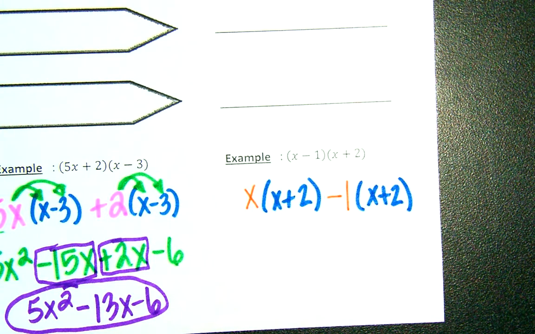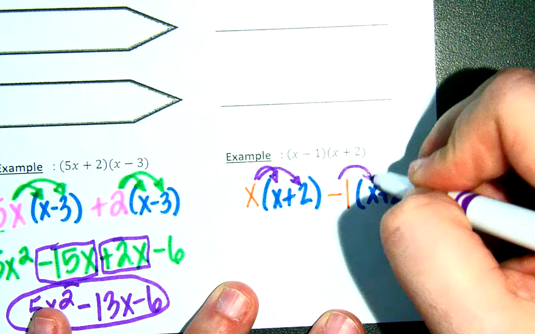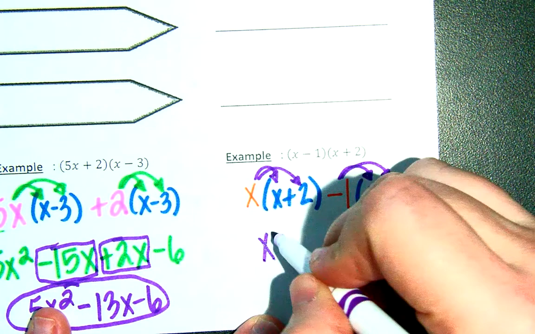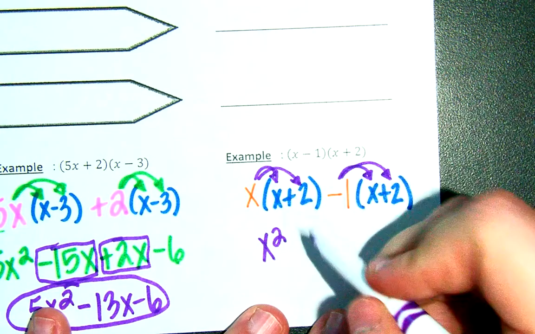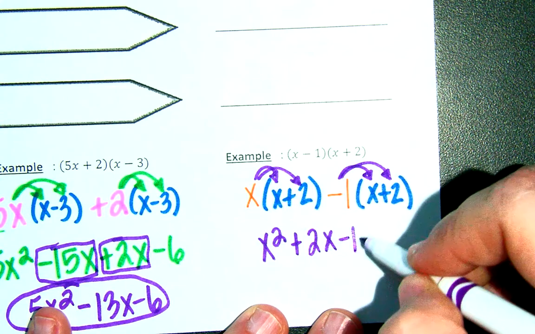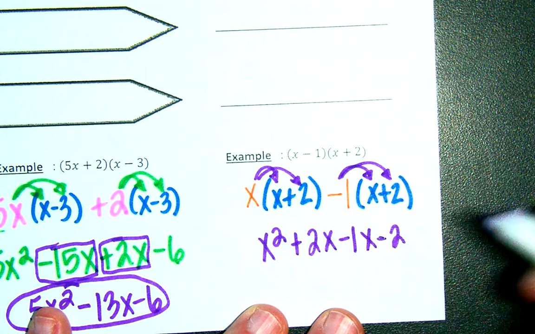The second step says to distribute, so I'm going to distribute the first one. I'm going to distribute this. So x times x is x squared. x times 2 is 2x. Negative 1 times x is negative 1x. Negative 1 times 2 is negative 2.